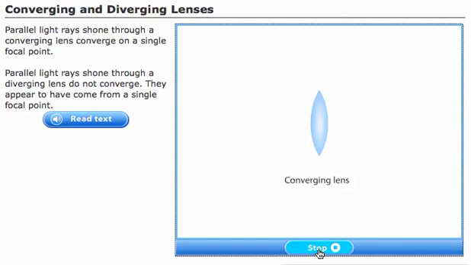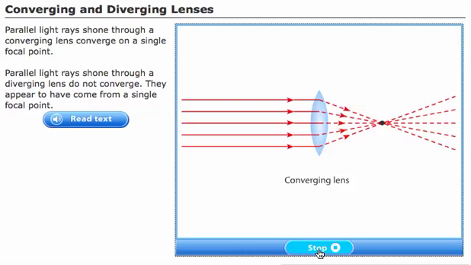A lens that is thicker at the middle than at the ends is a converging lens. Parallel light rays arriving at the lens are bent when traveling through the lens. All the light rays converge or focus on a single point. The point at which these parallel rays converge is called the focal point. It is to the right of the lens if the light source is to the left of the lens.